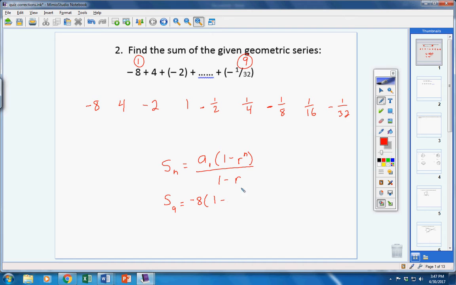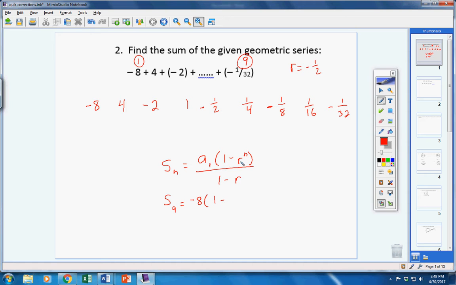Now what is my common ratio? Well, remember, you can take any number you want and put it on top of the number directly before it, and that'll give you the common ratio. If you put 4 over -8, you get -1/2. If you put -2/4, you get -1/2. If you put 1 over -2, you get -1/2. If you put -1/2 over 1, you get -1/2. If you put 1/4 over -1/2 and simplify that, you'll get -1/2. Okay, so the common ratio is -1/2. So my r is -1/2.